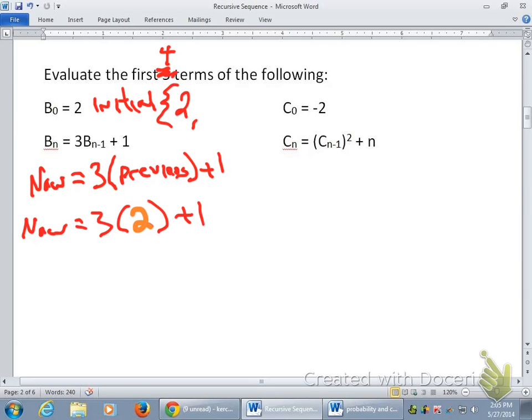And I agree with you 100%, 7. Okay, and then I do it again. I have to do 3 times. What do I plug in this time? This time I plug in the 7. So 3 times 7, 21, plus 1 is 22.